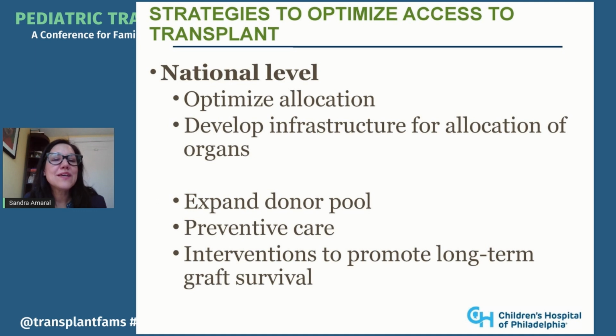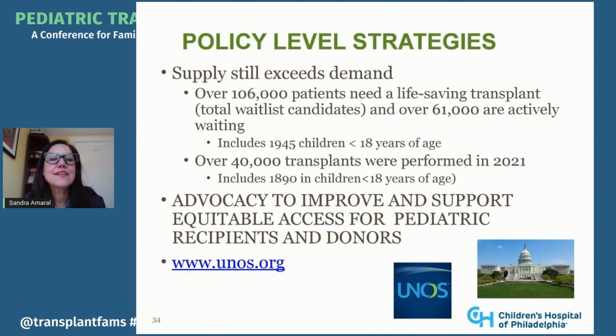Preventive care, so making sure that children with adverse social determinants of health are obtaining their primary care visits, being seen early so that any disease can be caught early, and hopefully they have a longer time with health prior to end-stage organ disease. And then interventions to promote long-term graft survival, which may be everything from improving medication profiles to improving ways to support adherence if patients are having challenges. So all sorts of research and policy initiatives can address this as well. So policy level strategies are really, really needed.